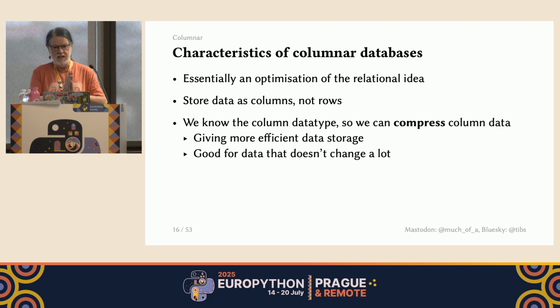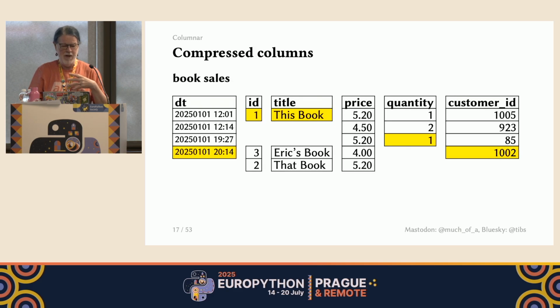But because we know the data type of the columns, we can compress that data, giving more efficient data storage, so we take up less space, which also means data is faster to retrieve. This tends to be good for data that doesn't change a lot, because faffing around with compressed data is a pain. Here's a view of that same table, but I've shown where we've compressed repeated values. The yellow things are where that data is repeated in the next rows. Because it's a column, you can imagine how I'm storing it. You need to get a little bit clever about indexing to figure out where we want to be in the compressed data to retrieve things. But that's known technology. This is stuff we've been doing in computer science for decades.